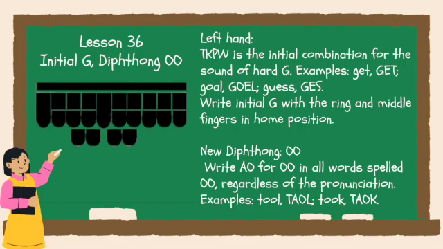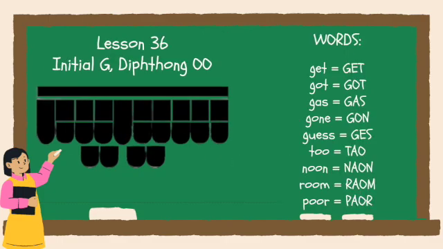Okay, so let's have an example of words here. This one we have words applying lesson 36. We have the words get, got, gas, gone, guess, to, noon, room, poor. So on the right side, we can see the outline of these strokes. Okay, so how are these words written? Let's take a look at the next slide.